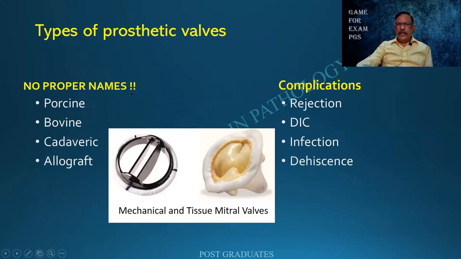Types of prosthetic valves, no proper names. There are a lot of proper names given in the references. But please remember there can be porcine, bovine, cadaveric, allograft. These are the prosthetic valves that are available. And what is the complication of them? There can be a rejection. There can be a disseminated intravascular coagulation. Sometimes there can be an infection around the valve. This is called a ring abscess. This will lead to displacement of the valve leaflet, and this is called dehiscence of the valve. These are some complications which you people should remember.